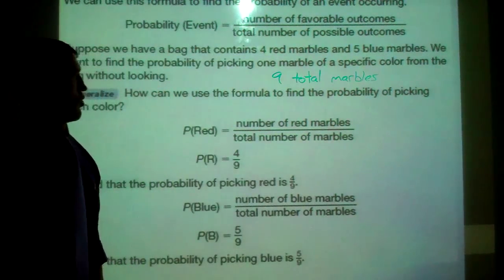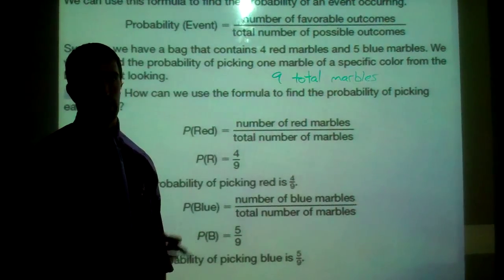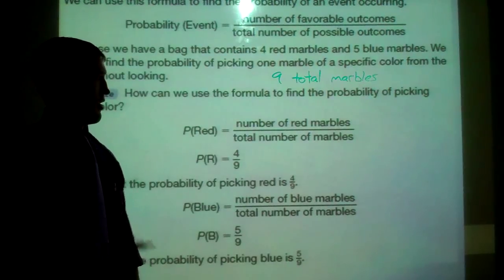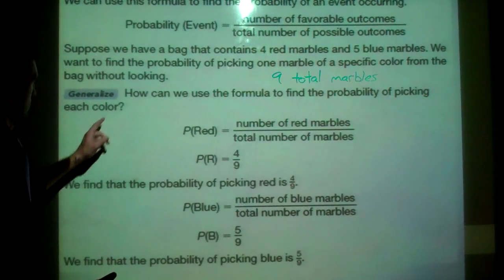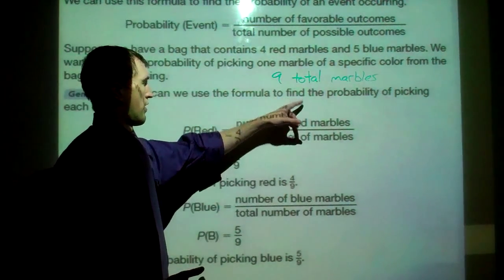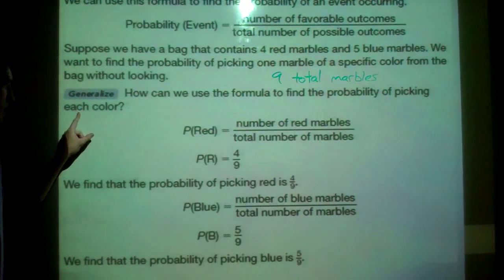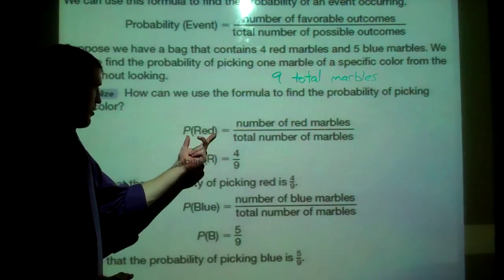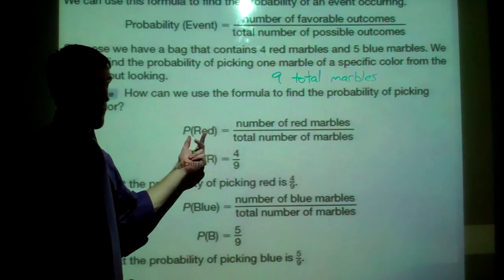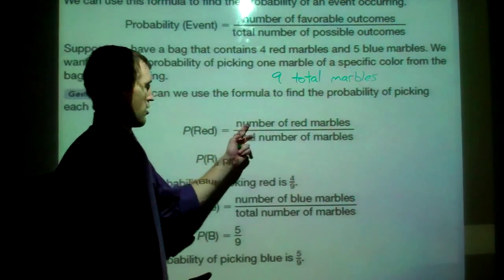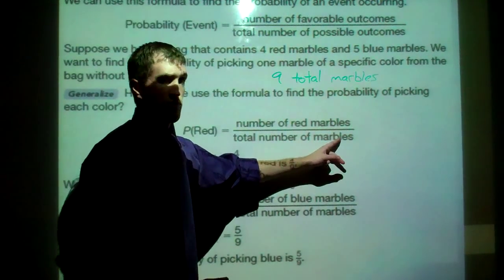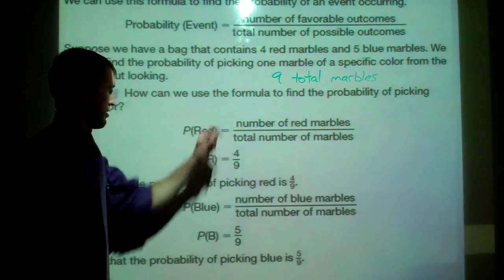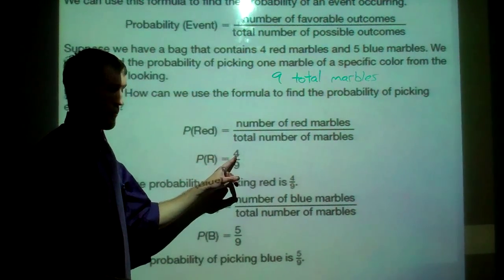Okay? So whatever we're looking at in this bag is going to be out of 9 marbles. Now we need to specify what we're looking for. This one says, how can we use the formula to find the probability of picking each color? First let's look at red. The probability of grabbing a red without looking will be the number of red marbles over the total number of marbles. We've got 4 red ones, so the probability of red would be 4 out of 9.